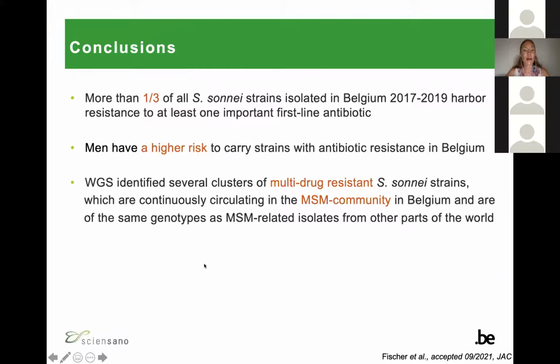In conclusions about our Belgian study, I just want to highlight that 1/3 of all Shigella sonnei strains which were isolated in Belgium between 2017 and 2019 harbored resistance to at least one important first-line antibiotic. Secondly, we found that men have a higher risk to carry strains with antibiotic resistance in Belgium. This was based on the epidemiological data. And then by including the whole genome sequencing and the molecular epidemiology, we were able to identify several clusters of multi-drug resistant sonnei strains, which were continuously circulating in the MSM community in Belgium, and which were of the same genotype as MSM-related isolates from other parts of the world.